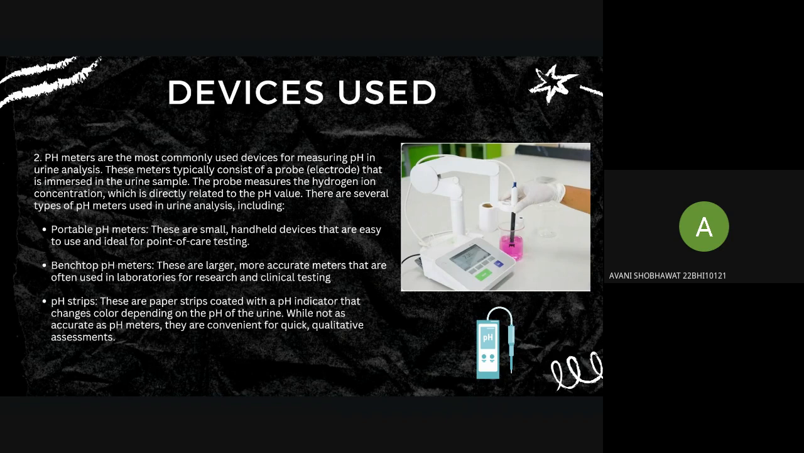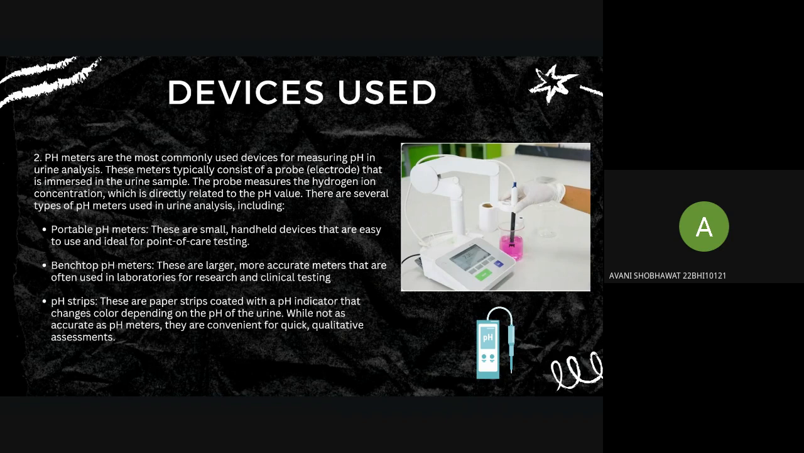The second device is the pH meter, the most commonly used device for measuring pH in urine analysis. These meters typically consist of a probe electrode that is immersed in the urine sample. The probe measures the hydrogen ion concentration, which is directly related to the pH value.